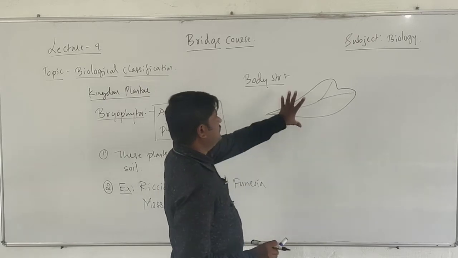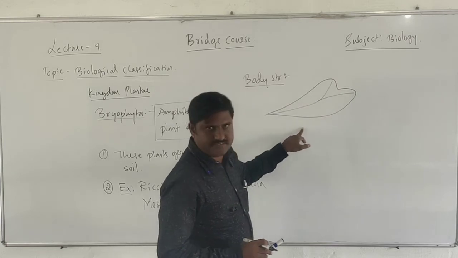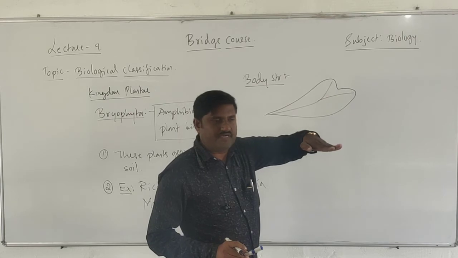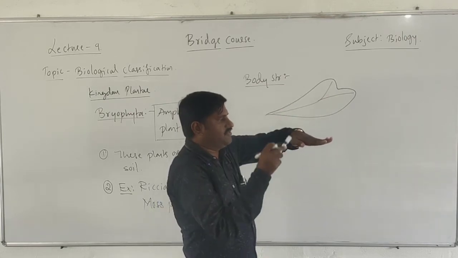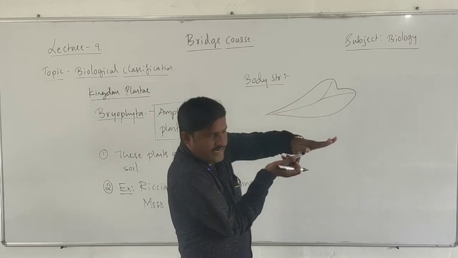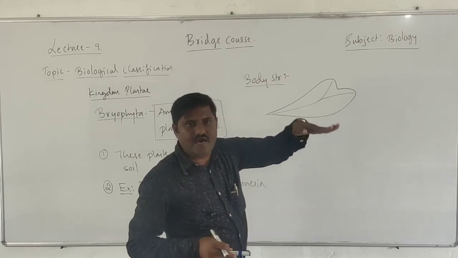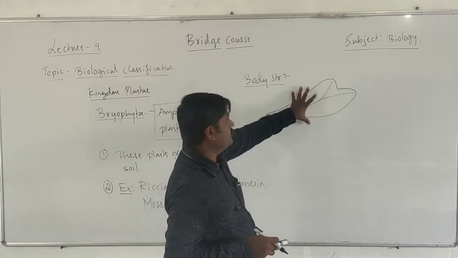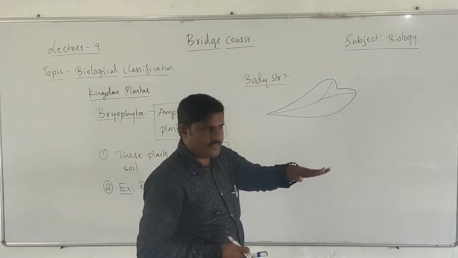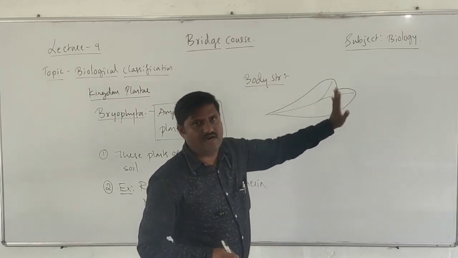And this body structure itself is a dichotomously branched body, right? And this body structure is dorso-ventrally flattened. Dorso in the sense that the upper part is the dorsal side, and this is the ventral side. These are plants with a body shape that is flattened on both sides. Dorso-ventrally flattened, dichotomously branched plant body, these are.